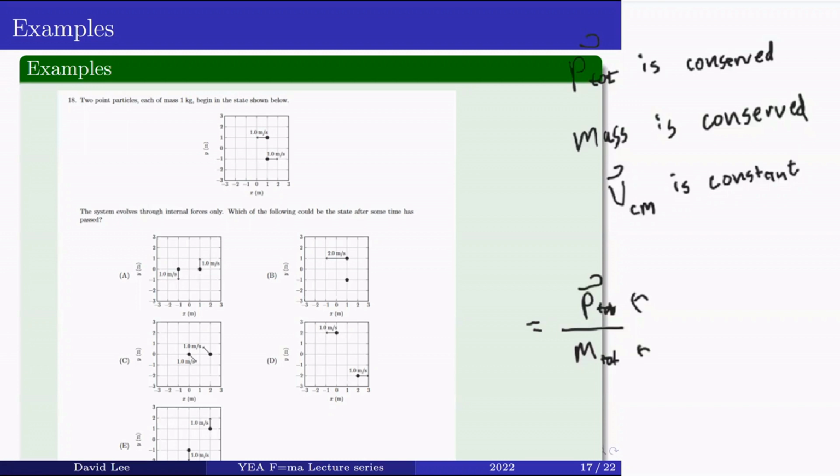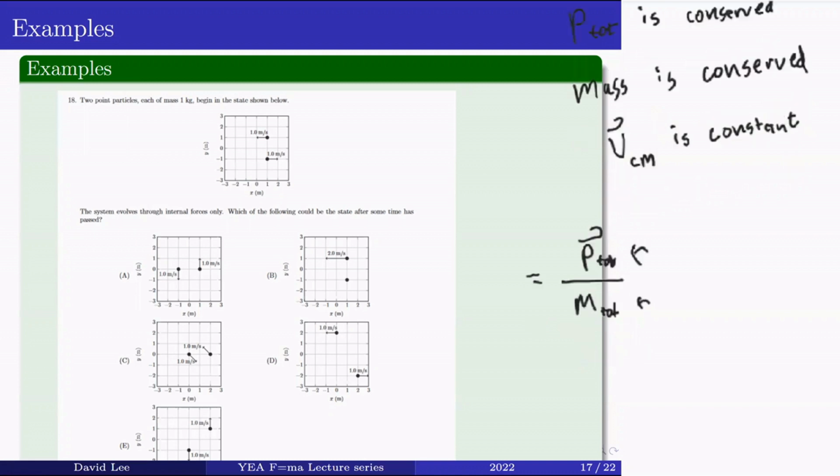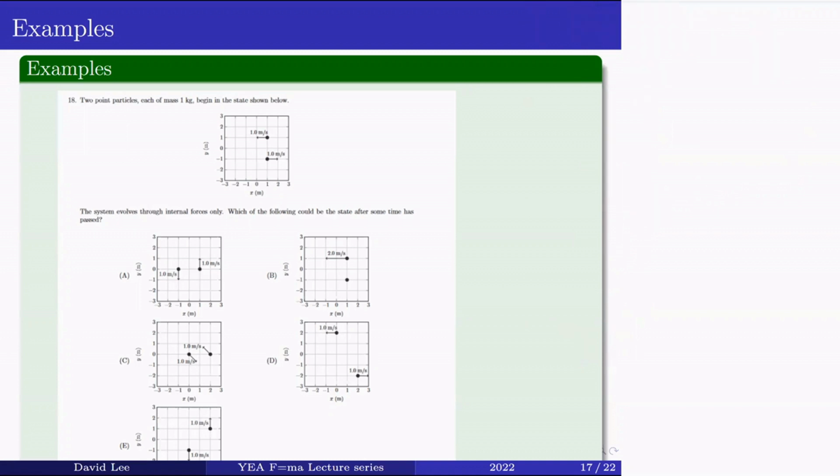Okay, actually, for this question, we would need to also know about angular momentum. So what to do? What I'm going to tell you right now is that it's not C and it's not D because of conservation of angular momentum. So let's eliminate these two.